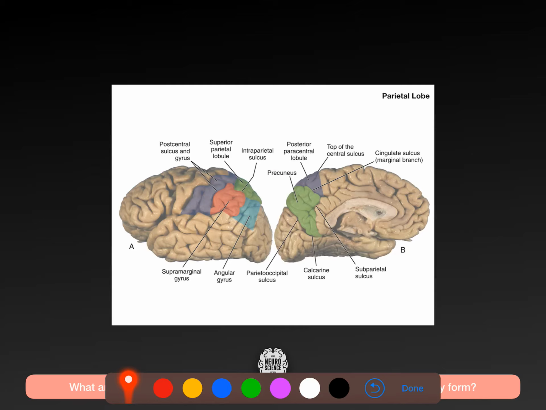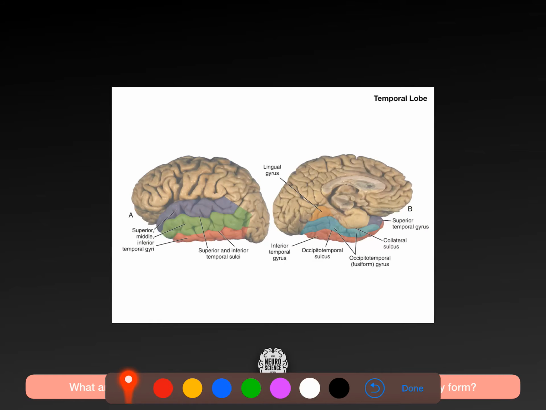Cuneus, where have you seen that before? Well, from your block 3 anatomy, you should know the cuneate nucleus, cuneate fascicles of the dorsal column medial lemniscus system. It means wedge shape, and that's because we have a wedge-shaped gyrus here, which is called the cuneus. So this is the precuneus because it's before it. Okay? But again, we'll come to that.